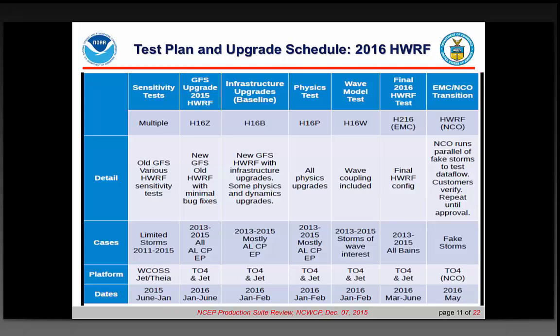The runs will start as early as the sufficient samples are available from the current GFS. Actually, the plan is already in place. So over the holiday season, I think by mid-January, we should have sufficient sample size. Okay, good. That's very important in helping drive our recommendation for the GFS itself. Obviously, if we see any significant degradations, that would be a problem, so we need to know that.